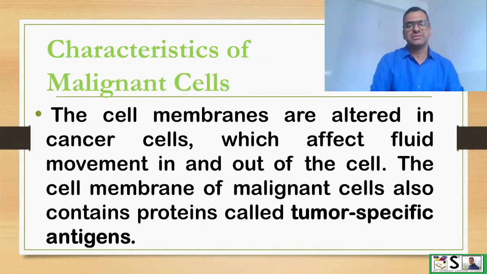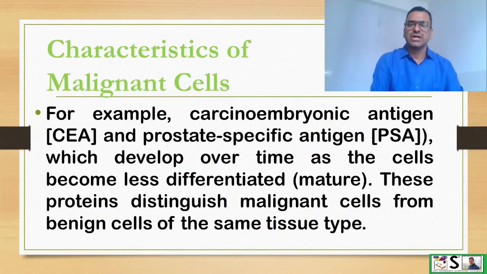The cell membranes are altered in the cancer cells, which affects fluid movement in and out of the cell. The cell membrane of a malignant cell also has a protein known as tumor-specific antigen, for example, carcinoembryonic antigen and prostate-specific antigen (PSA), which develop over time as the cells become less differentiated. These proteins distinguish the malignant cells from the benign or normal cells of the same tissue type.